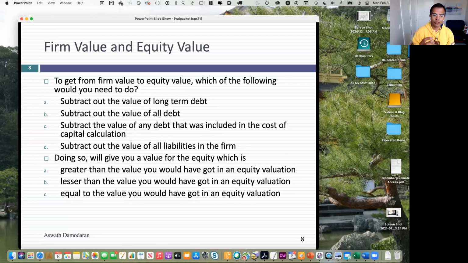I'll give you the choices. I could subtract out just long-term debt. I could subtract out total debt. I could subtract out any debt I included as debt in my cost of capital calculation, because remember, you had to make that choice when you did the discount rate, what you used as debt. Or maybe I should just subtract out all the liabilities I have outside of equity on my balance sheet, because it says equity, and maybe I should be subtracting accounts payable, supplier credit, all the rest of that stuff.